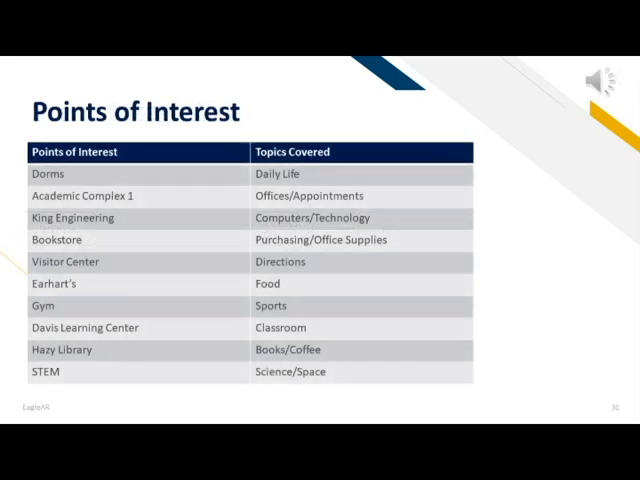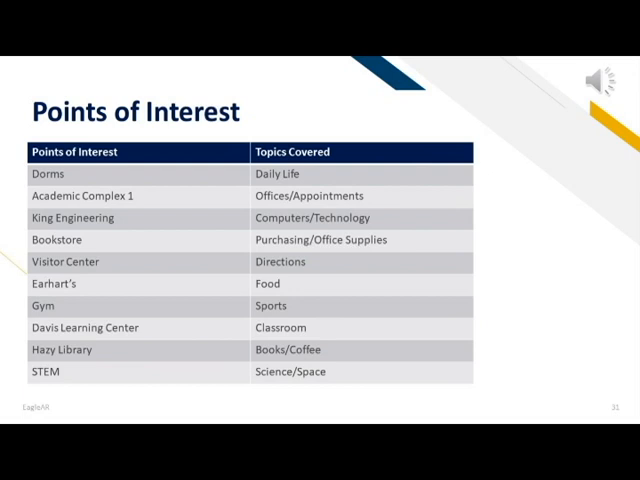The points of interest that have been implemented in the application are listed here. Next to each location is listed a topic of vocabulary to be covered there. Each point of interest vocabulary topic is related to its location. At the dorms, the topic covered will be daily life. At AC1, it'll cover vocabulary surrounding offices and appointments. In King Engineering, the topics covered will be computers and technology. At the bookstore, the vocabulary will be about purchasing and office supplies. At the visitor center, the topics will be surrounding navigation and directions.